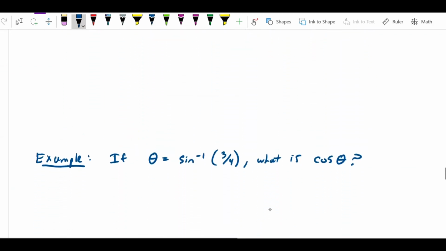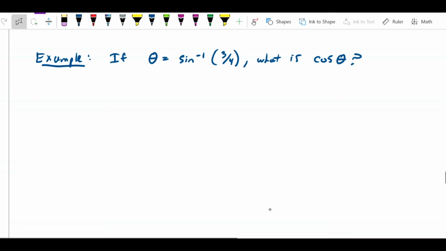So just recall the type of problem that we actually did in chapter 1, because this comes up again a little bit in this section. Get a little bit of review time for that. So let's suppose that theta is equal to arcsine of 3/4. What is the cosine of theta?